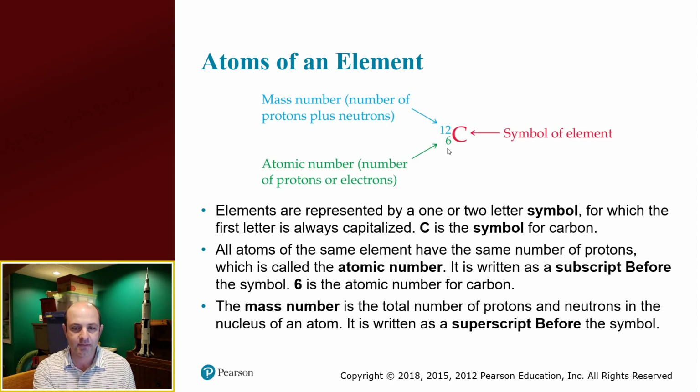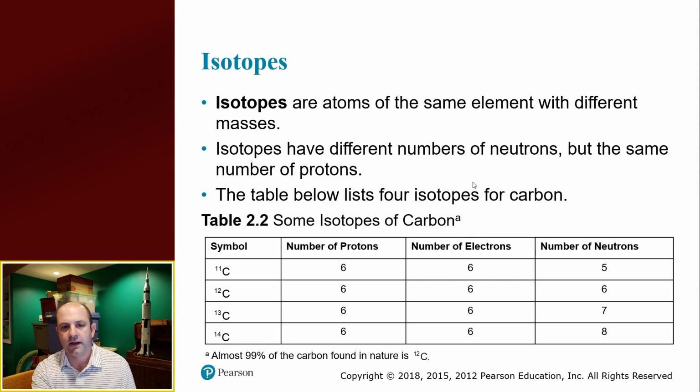A lot of times, remember, that can get left out because if we have the periodic table, if we look up carbon, we see that it's always atomic number 6. So there's no real need to keep that there. But if we want to be complete, we would put that. All right. Notice that the mass number is up top, atomic number at the bottom, and then the symbol goes there. All right, isotopes.